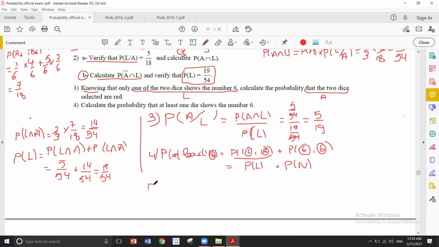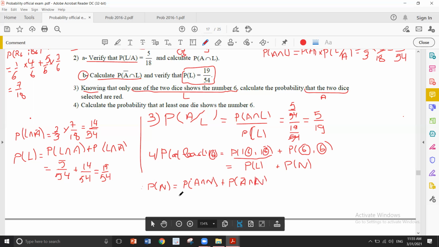Now, how to calculate the probability of N? Who can tell how to calculate the probability of N? It equals the probability of A intersection N plus the probability of A bar intersection N, which equals the probability of A times the probability of N given A.